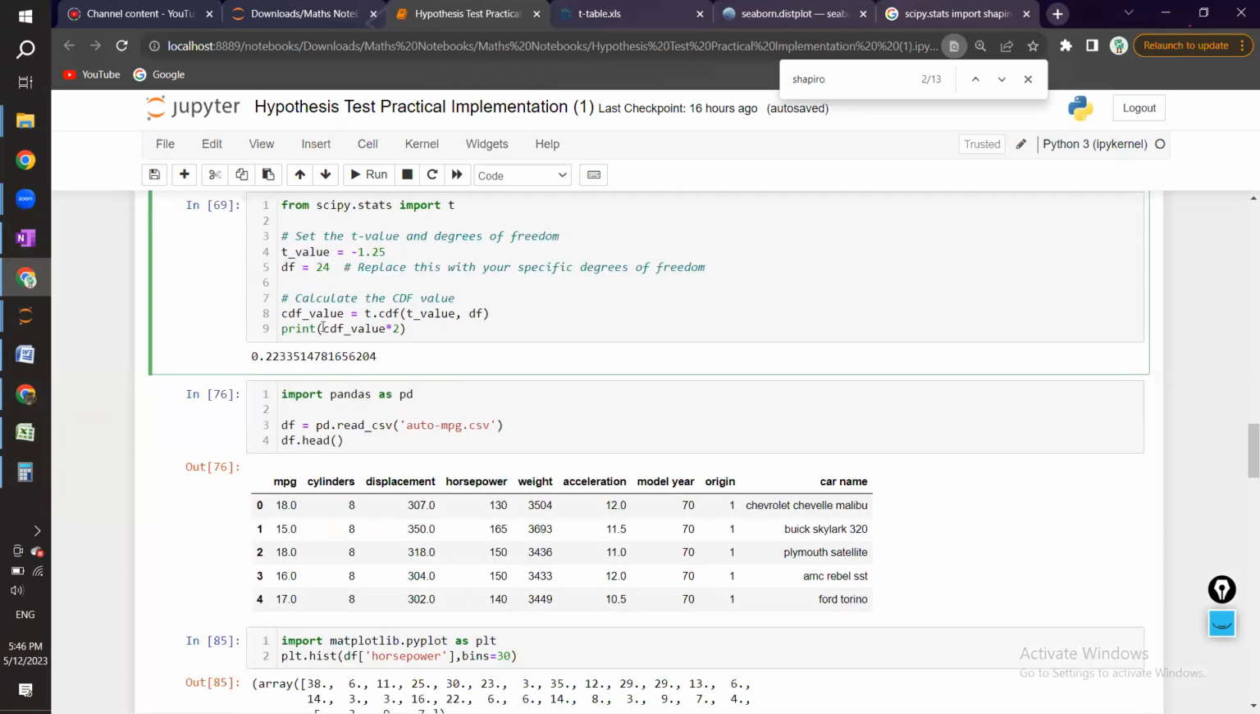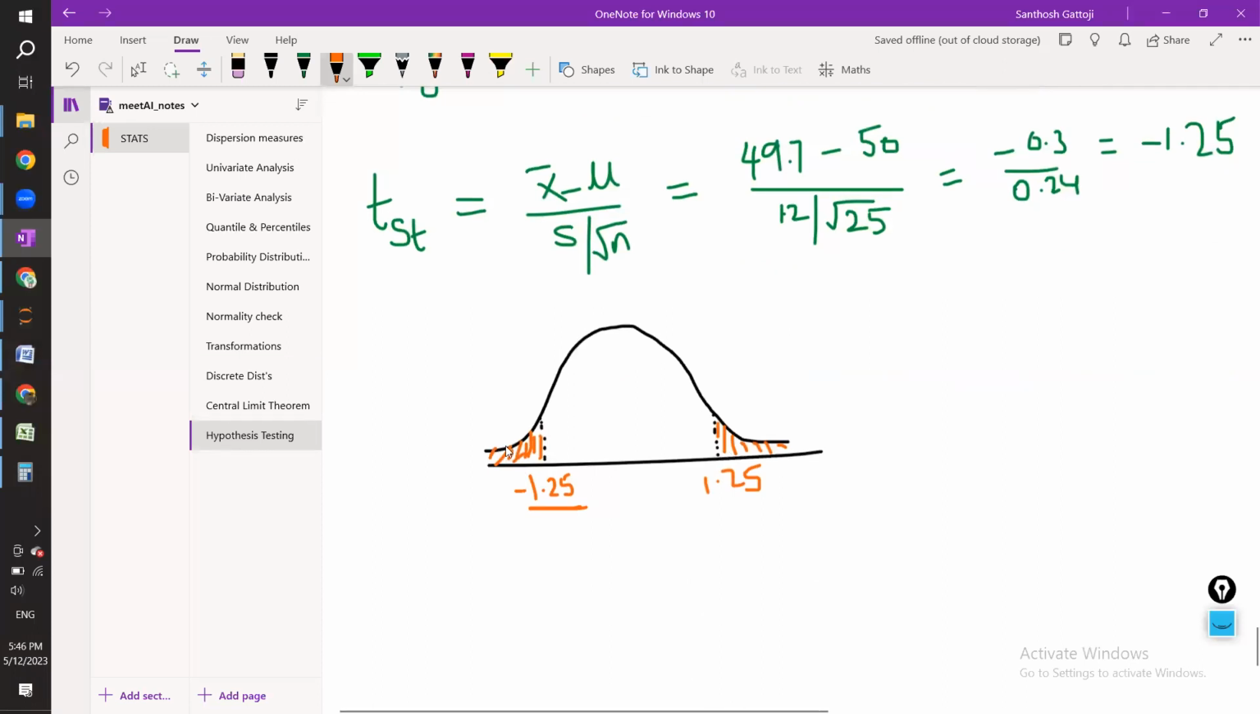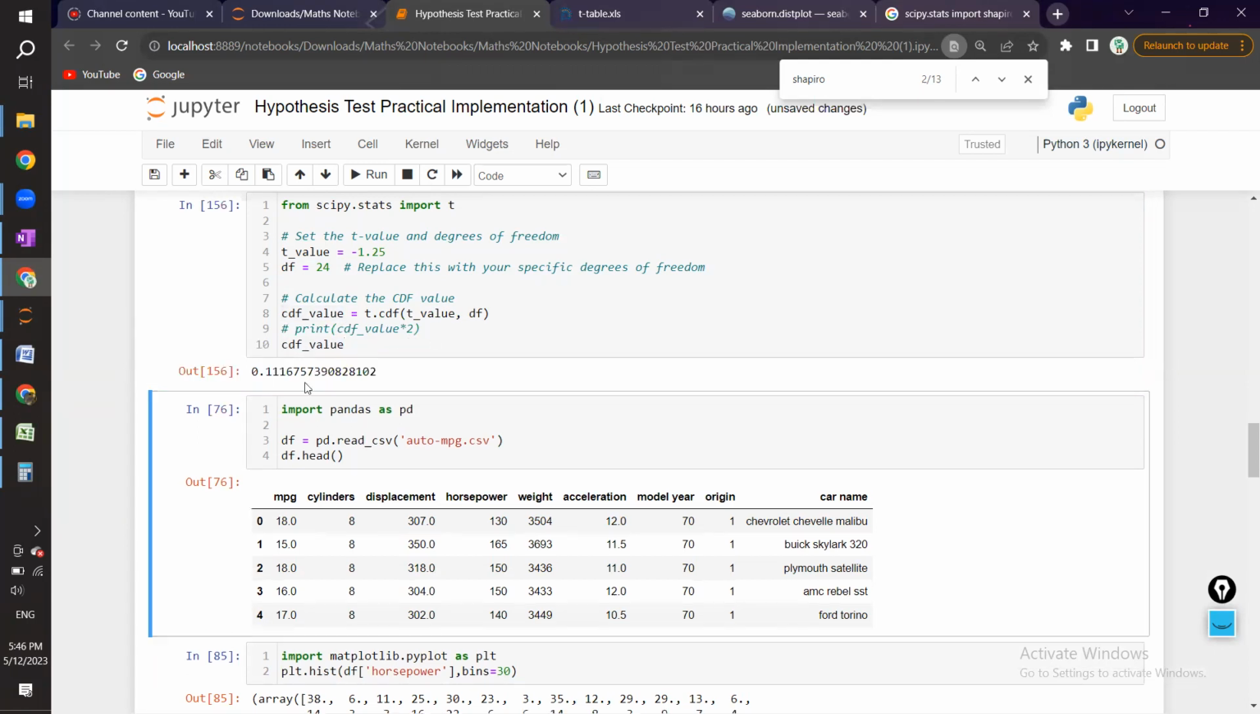Once you pass that, what value are you getting? I am multiplying by 2. Why am I multiplying by 2? On this side you will have one area A1, and on this side one more area A2. But if you want only one value, you can just calculate the CDF value. It is 0.11.